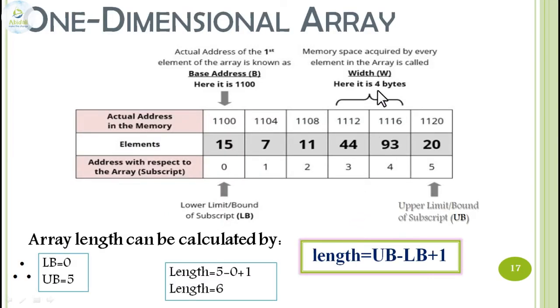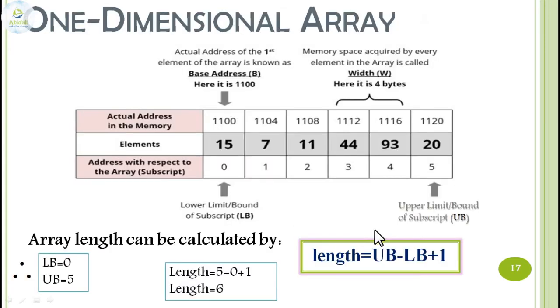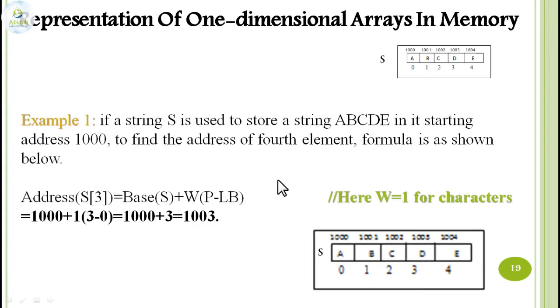What does the W stand for? W stands for the width. For an integer type of variable, in this example we have taken 4 bytes of memory space. Then bracket P minus, that is position minus lower bound. Lower bound will always be 0, you have seen, and upper bound will be size minus 1. Let us take an example and see how this formula calculates the address of the given position.